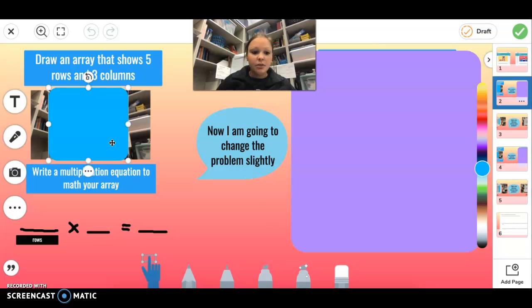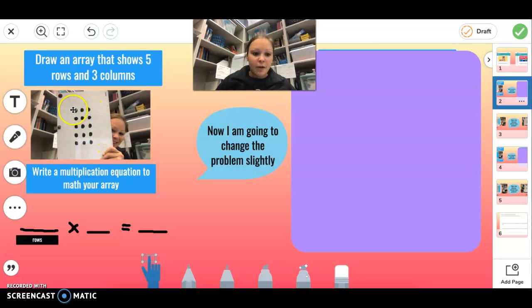Alright, so here's what your array should look like. I have 1, 2, 3, 4, 5 rows and 1, 2, 3 columns. Remember, rows go this way, columns go this way.